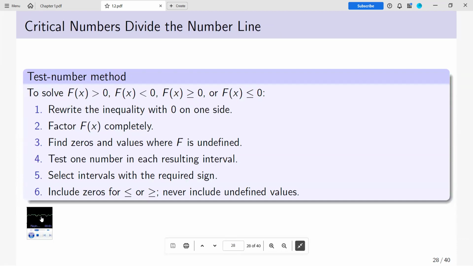Critical numbers are zeros and undefined values. They divide the number line into intervals on which the sign cannot change, so one test number determines the sign of an entire interval.